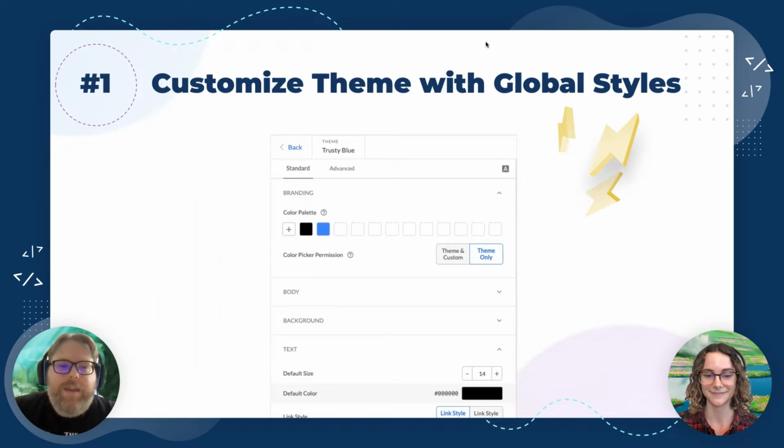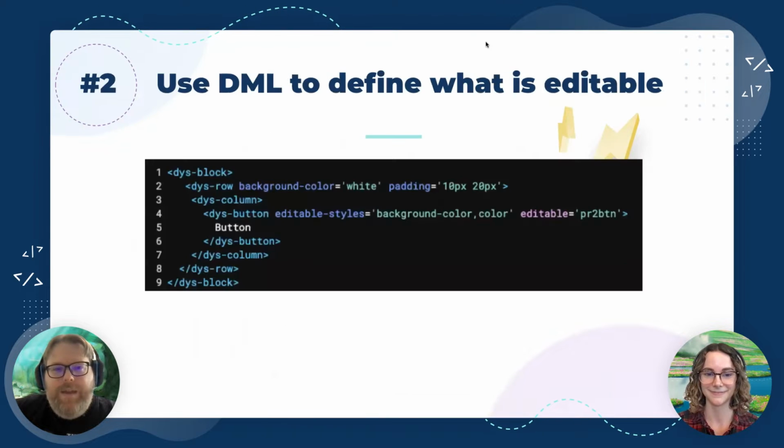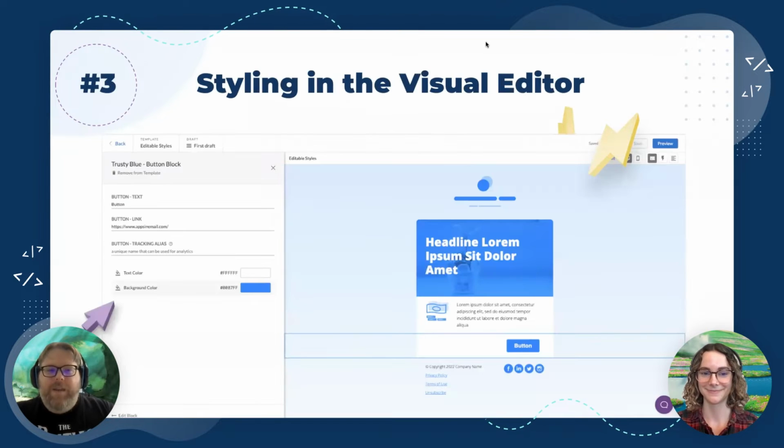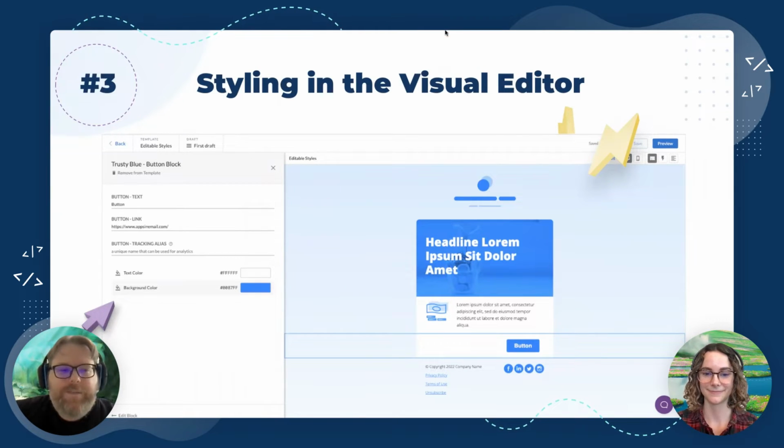Perfect. Within the theme editor, we can set specific styles and palettes for your company to keep them on brand. We'll definitely be using that as we move towards using editable styles within our DML. We can add editable styles, like background color, to our button, and then when we're in the DML editor, we can change the color of our buttons from the default. Here's what it'll look like in the visual editor. When we click on the block, we have the option on our left to change both the text color and the background color. So let's jump into a demo and see what that looks like.